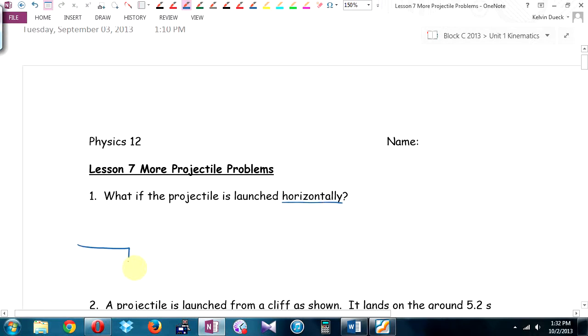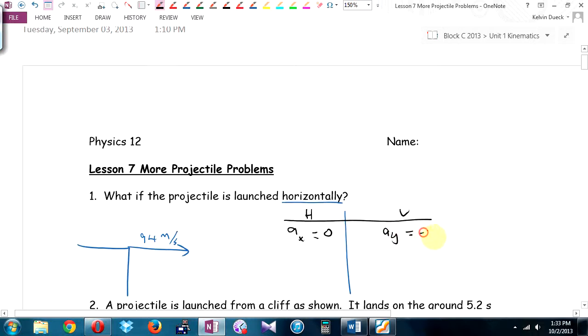So if we had something like this, and let's say this was 94 meters per second. You would start out going horizontal, vertical. As soon as you write horizontal, you would say, A, I know that's 0. A, I know that A is negative 9.8. I think horizontally is a little easier than at a cliff at an angle. What else do I know?